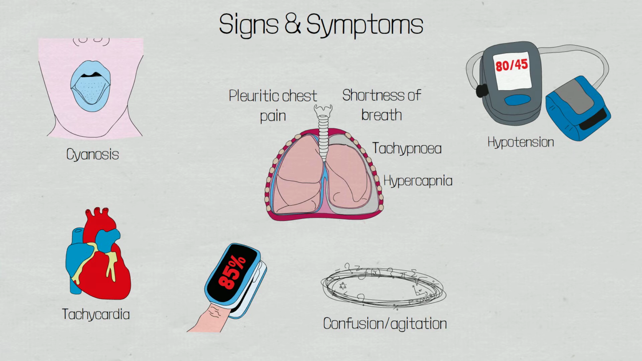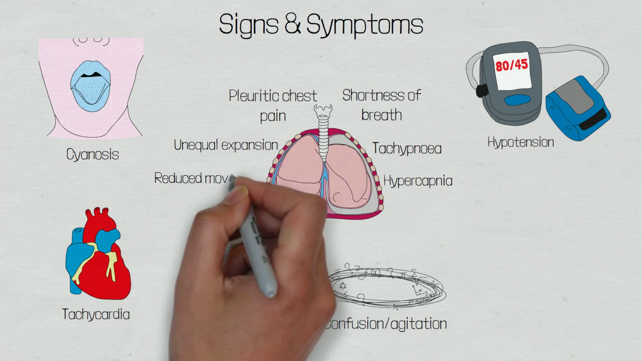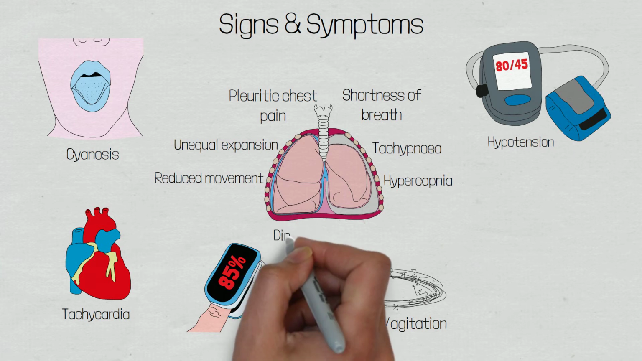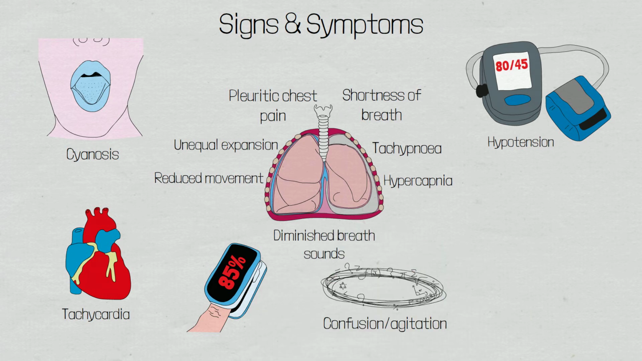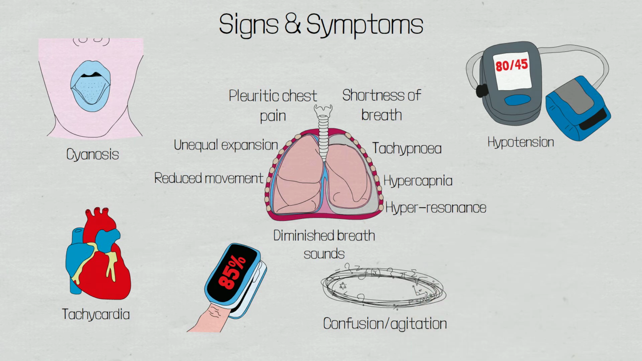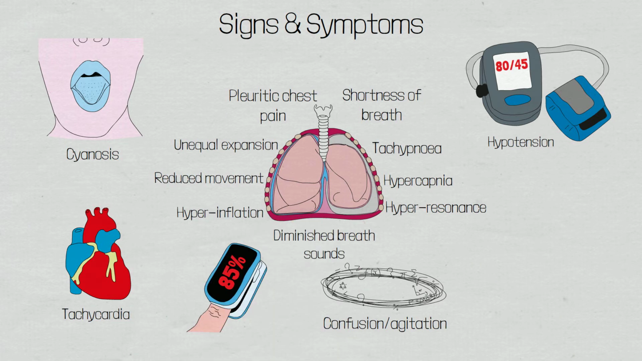You may see unequal chest expansion and reduced movement, as the side of the pneumothorax does not adequately fill with air, also known as paradoxical movement. On auscultation, you may hear diminished breath sounds, as air does not properly inflate the alveoli. On percussion, there may be a hyper-resonant sound due to air trapping within the pleural cavity. There may also be hyperinflation, which is seen in the later stages of a tension pneumothorax, as air is unable to escape from the pleural cavity.